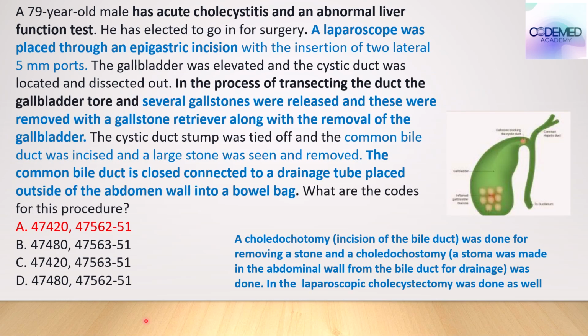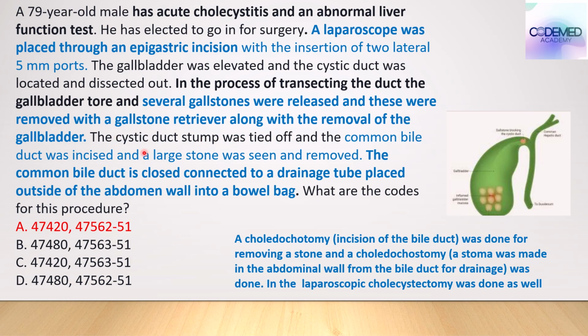Now let us collect our data. In this case, the patient had acute cholecystitis, and his liver function test was abnormal. With the help of a laparoscope, they placed the epigastric incision with the insertion of the port, and they removed the gallbladder because there were several stones.